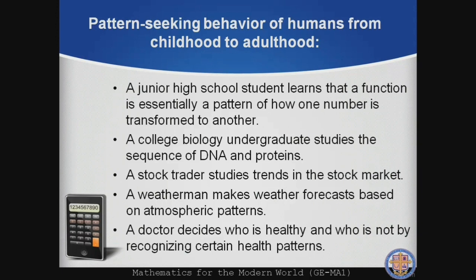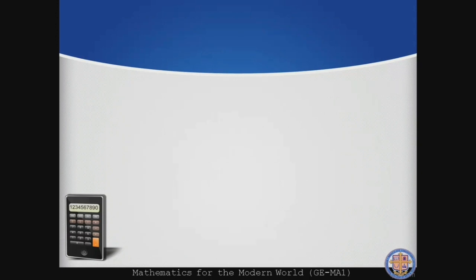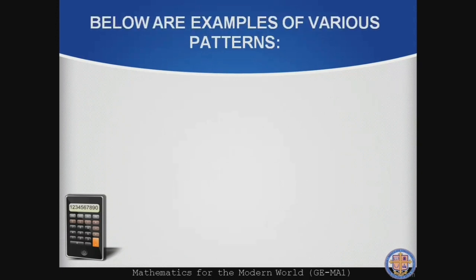So these are the pattern-seeking behaviors of humans from childhood to adulthood. So we have here examples of various patterns, logic patterns. Example, all people are mortals. You are a person, therefore you are a mortal. So like that.